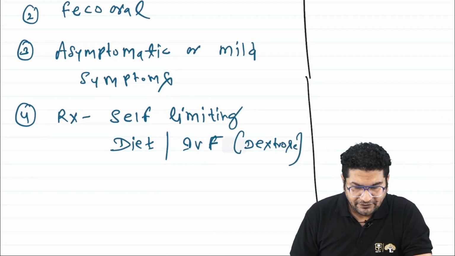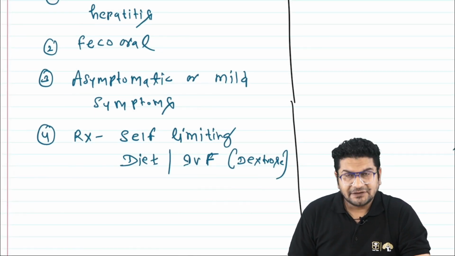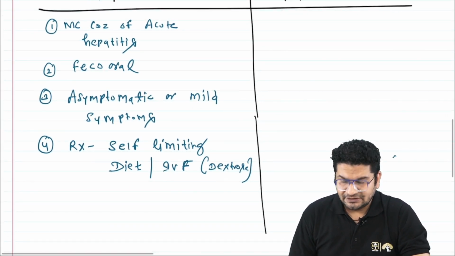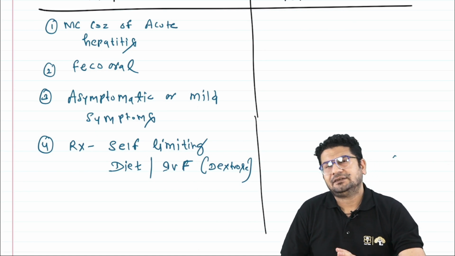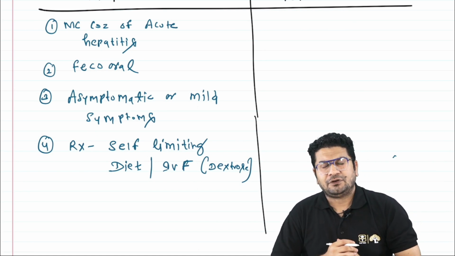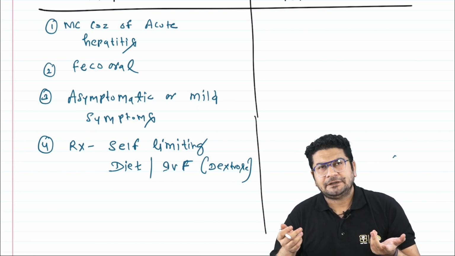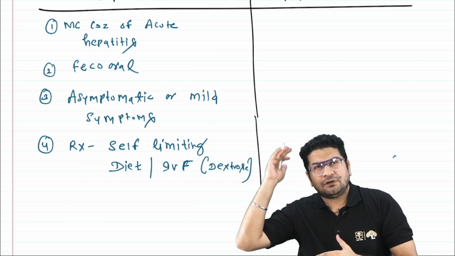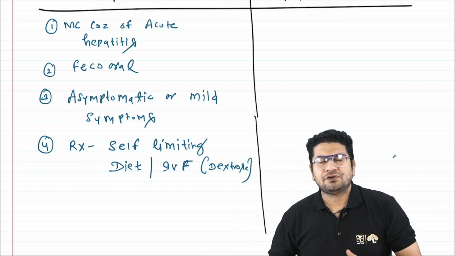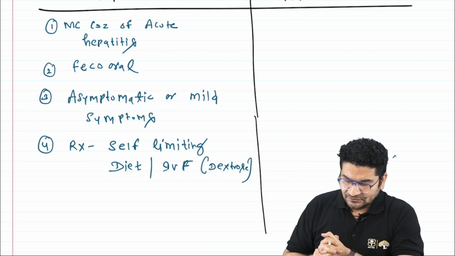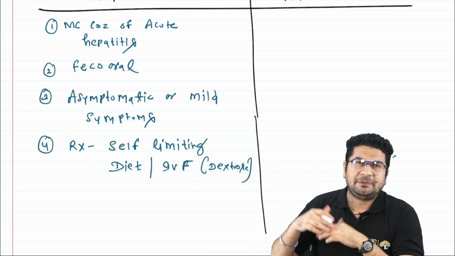So understand this, hepatitis A is the most common cause of acute hepatitis and generally it is asymptomatic. If I ask you, how many of you had jaundice in childhood? A lot of people may have had jaundice in the past. That was not jaundice. Remember, jaundice is not a disease, jaundice is a symptom of disease. So what we had in childhood was hepatitis A.